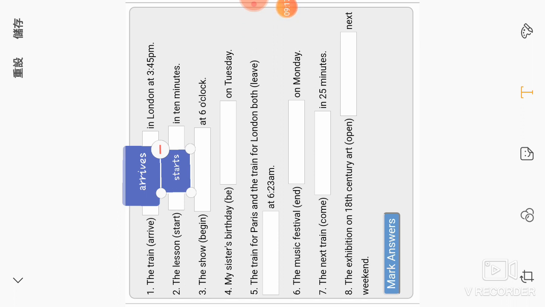Number 3, the show begins at 6 o'clock. The show is the subject, it is a third person singular, so you will change the verb begin and add S to it.